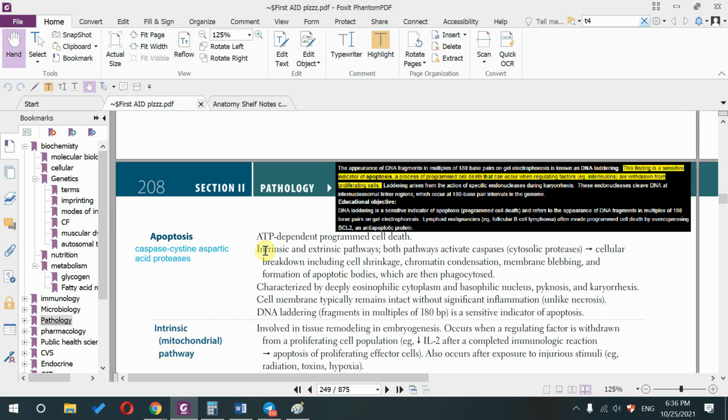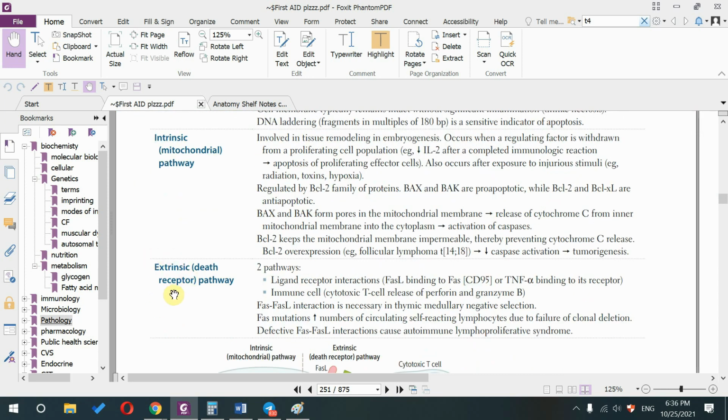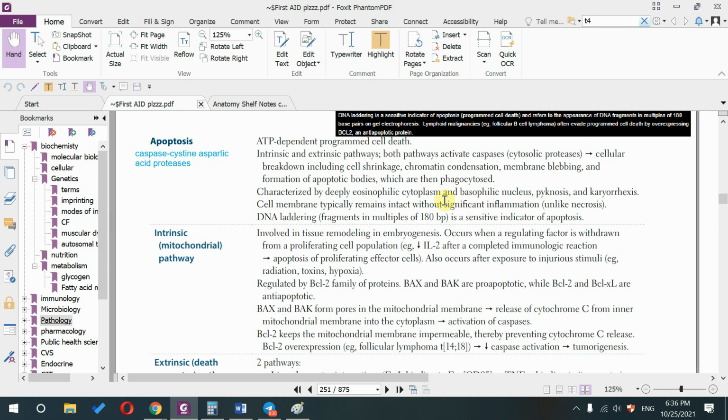There are two pathways to kill a cell. There is an intrinsic one, also called the mitochondrial one, and there is an extrinsic one, which is also called the death receptor pathway. We'll explain each one a little bit deeper now. Both pathways are activated by caspases. The caspases, remember about these guys, are the cytosolic proteases, which I told you, you have to know the full name. Please know it.